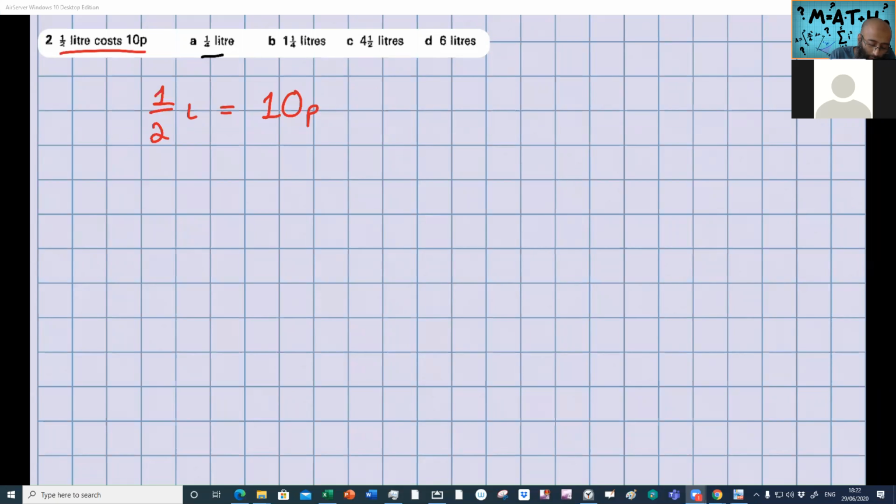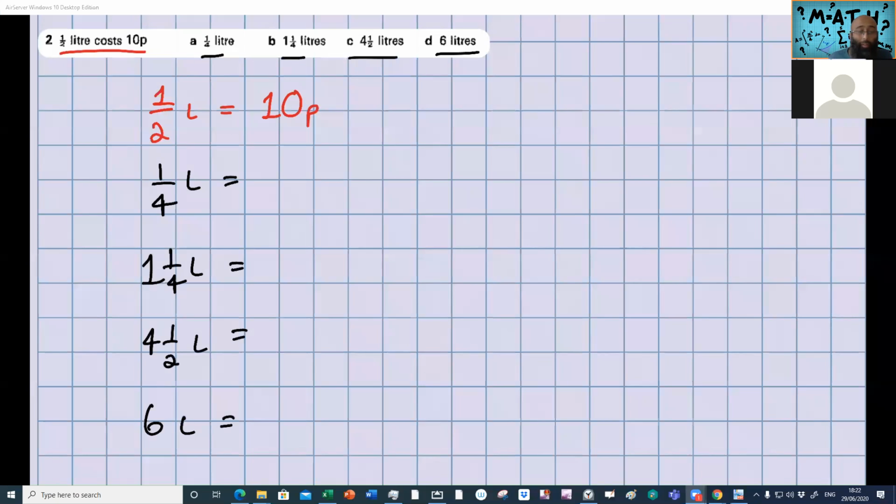Okay. We've got to work out a quarter liter, so I'll put that underneath. Then we've got to work out 1 1/4 liters, I'll put that underneath. Then we've got to work out 4 1/2 liters, and last but not least, we've got to work out 6 liters. So this question I'm setting out like this. I want everybody to copy out the setting. How do you do this? I'm about to show you.